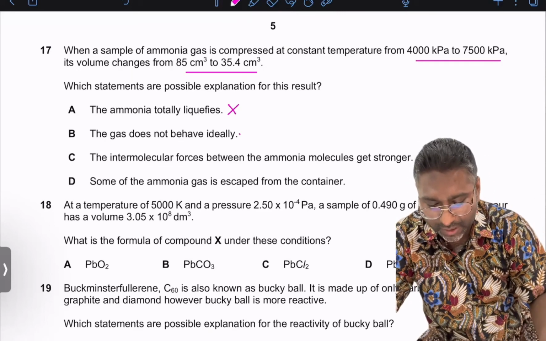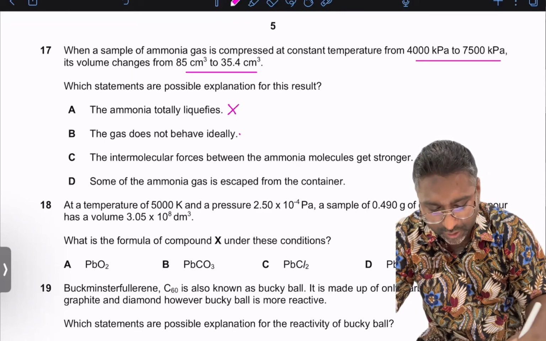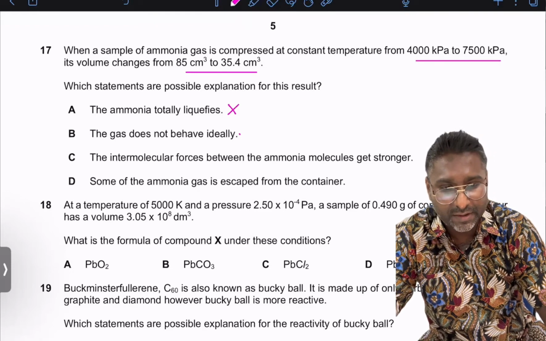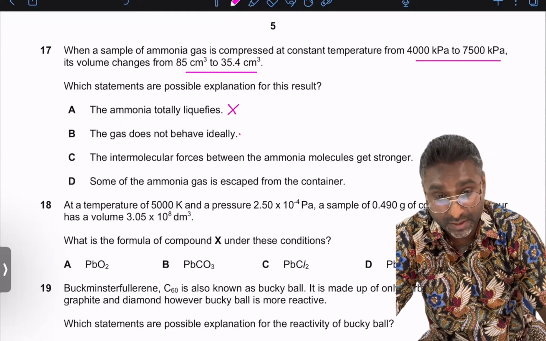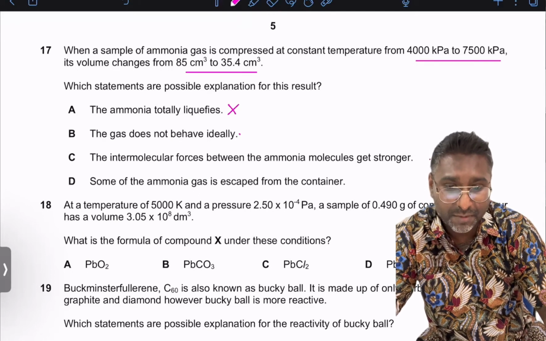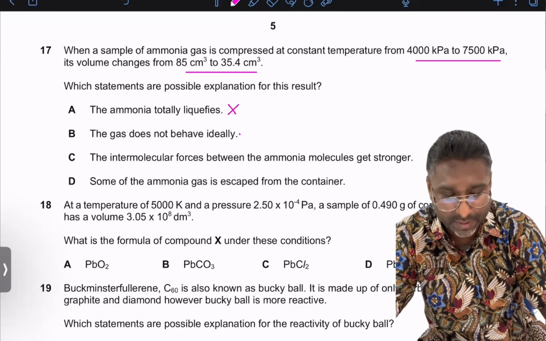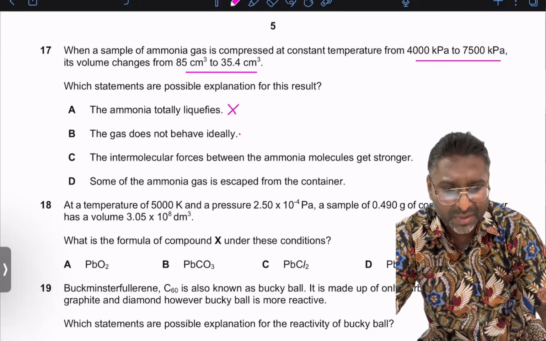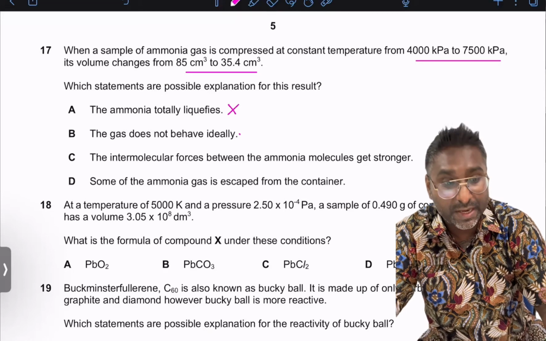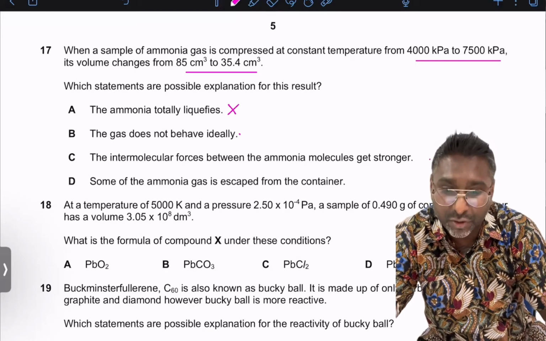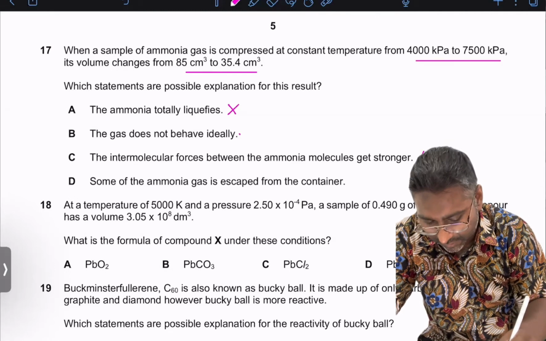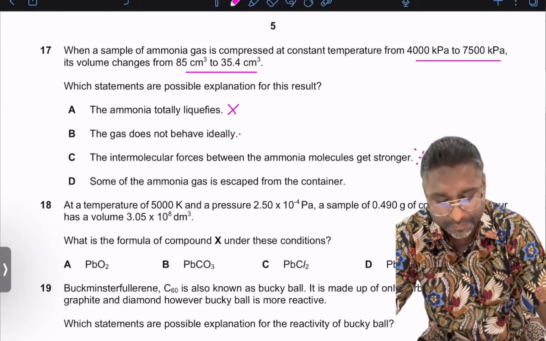Intermolecular forces between ammonia get stronger. Do remember, when you increase the pressure, the volume changes. Nothing to do with the intermolecular forces getting stronger. Maybe they will become more prominent, but it doesn't mean that they become stronger. You cannot ignore them. So this might not be a good answer to select, but let's wait first.